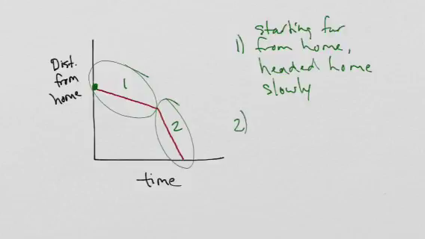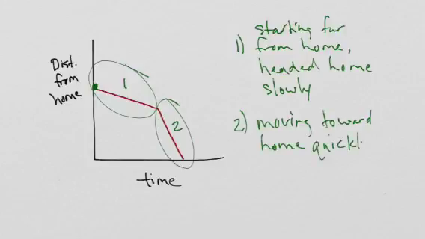Whereas in number 2, this is us moving toward home. But notice that it's moving quickly, meaning that the graph got steeper. It took less time to cover more distance, or to cover the same distance. So for example, if you're looking at this height, distance from home, we only went a little tiny bit of distance with step 1, and it took us a long time to do it. But in step 2, look how much farther distance we covered. We moved a lot farther, and we did it in a much shorter amount of time.